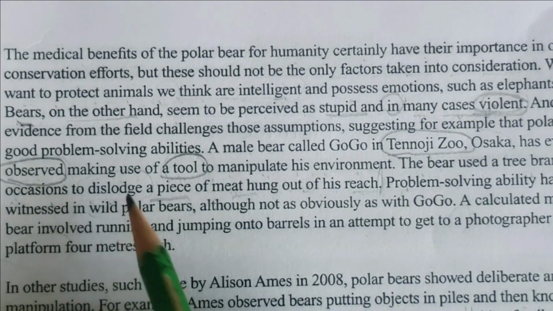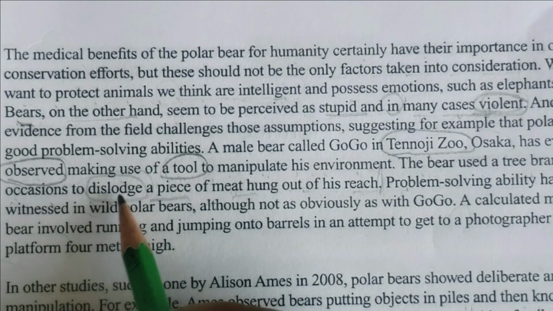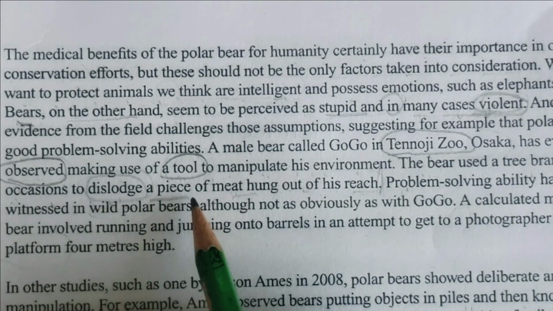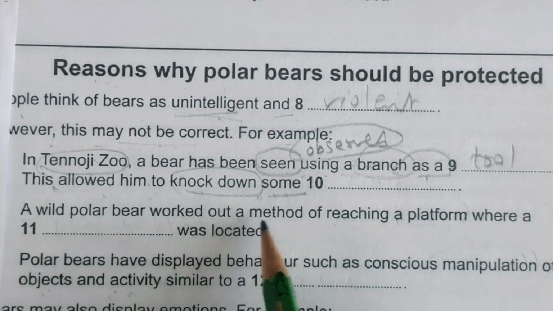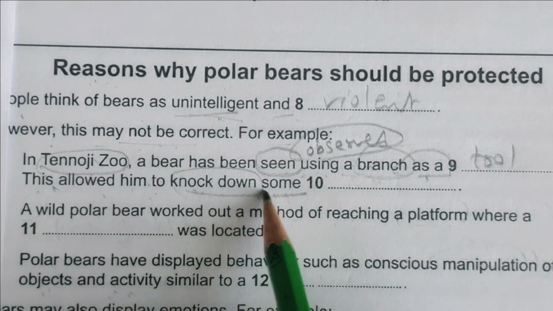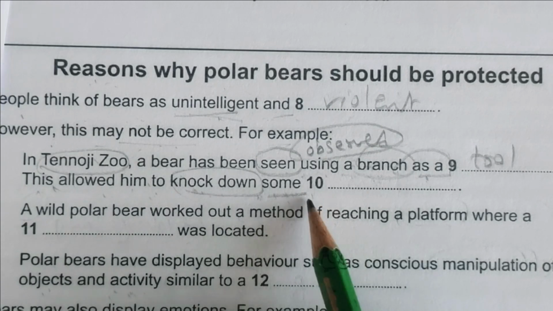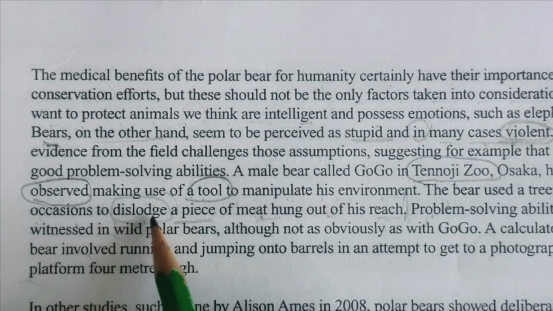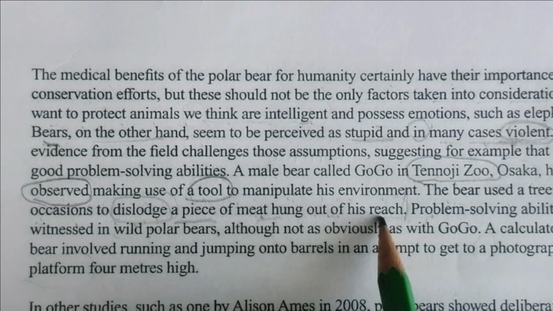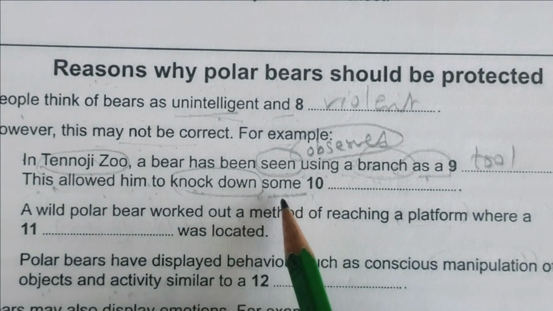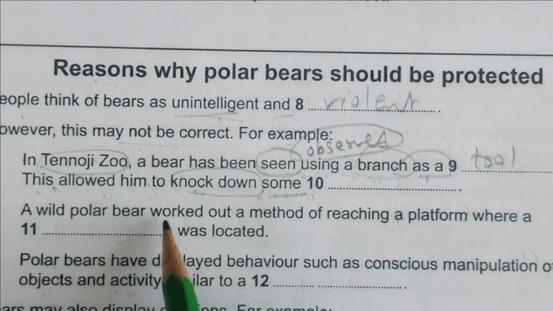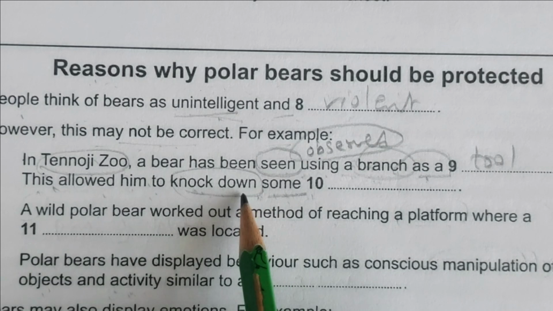So here, if you don't know the meaning of this, then you can leave this paragraph. Otherwise, try to find out what they are trying to say. This allowed him to knock down some what. So knock down here means to dislodge a piece of meat hung out of his reach. Because if you can't find it, please leave it and just go to another one.